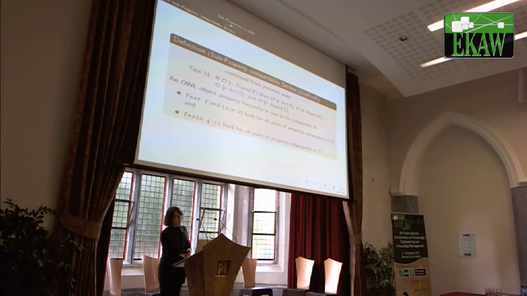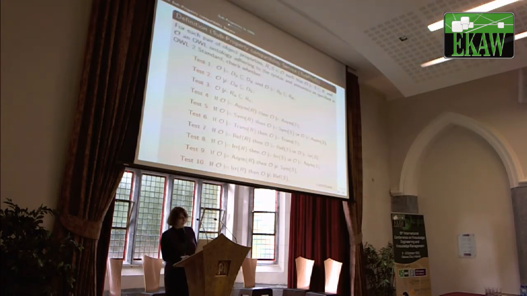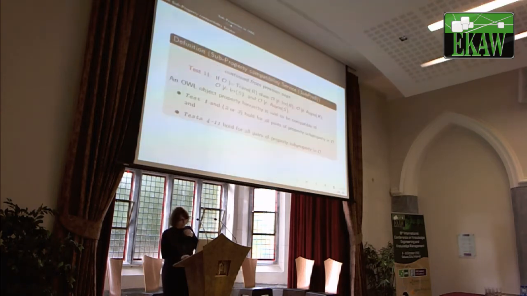Then an object property hierarchy is said to be compatible if and only if test 1 and either test 2 or 3 hold for all pairs of property and subproperties in our ontology, and tests 4 to 11 hold for all pairs of property and subproperties in these cases also, provided there is indeed an assertion of that. If there's no assertion, you basically just can skip that test.